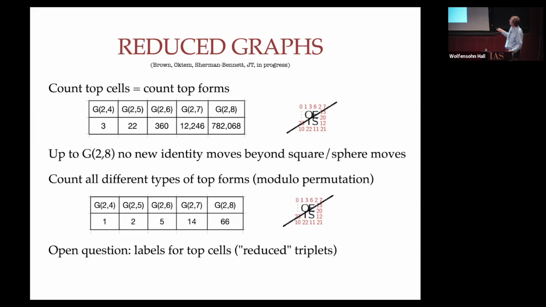Now, as I said, up to G2A, there are no new identity moves beyond this square move and the sphere move. We can also count all different types of top forms. So this is modulo permutation. If you just look at the structure of the top form, how it looks, you consider different permutations kind of the same thing. How many different types are there? So there is only one for G24. It's always the same top form, just with different orderings.